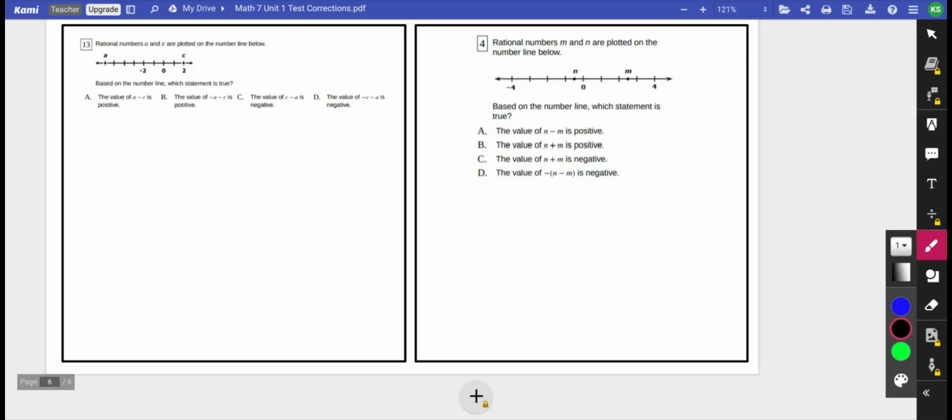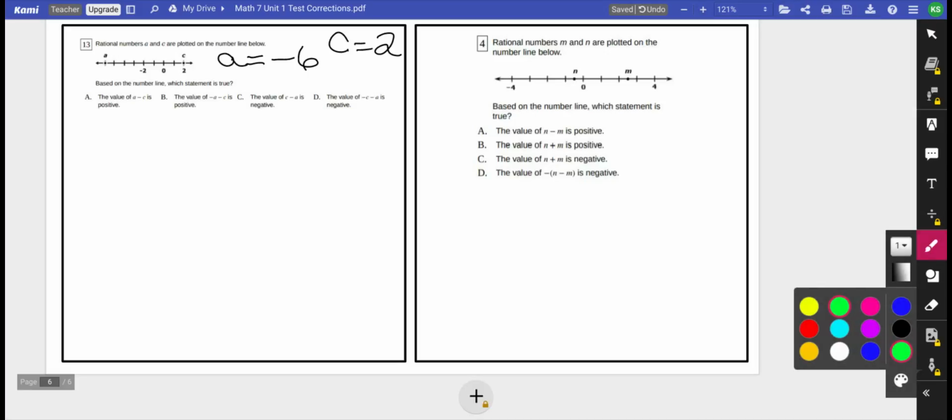So A is equal to 2, 3, 4, 5, 6, -6. C is equal to +2. So let's plug these in and see what we get for A. Let's see which one is true. So the key word in this is true. We want to know what's true. So you always have to look to see if it's asking true or false on this.